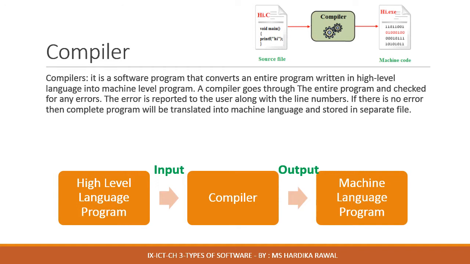Otherwise, if the program is error-free, then the complete program will be translated to machine language and stored in a separate file. The original program is called the source program, and the compiled file is called the object file. Once the code is compiled, you can directly execute it any number of times. This is used in C, C++, Java, Pascal, COBOL, etc.